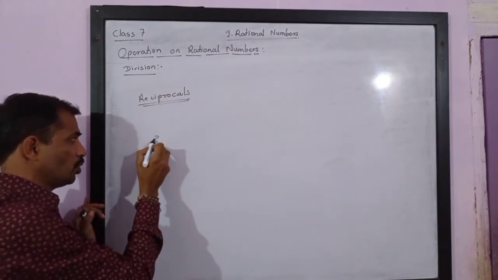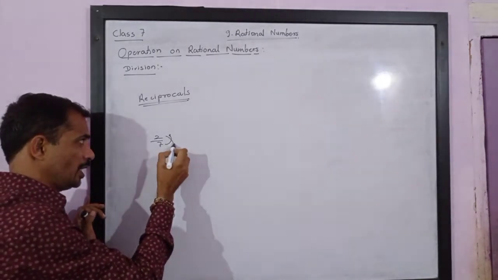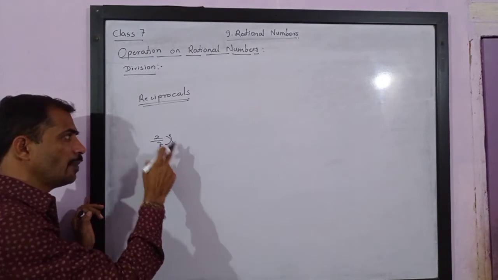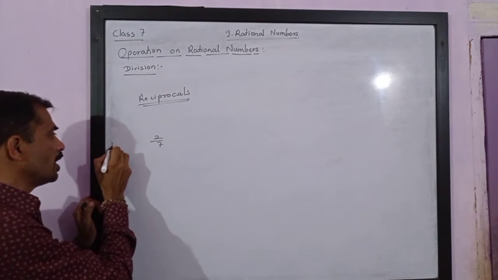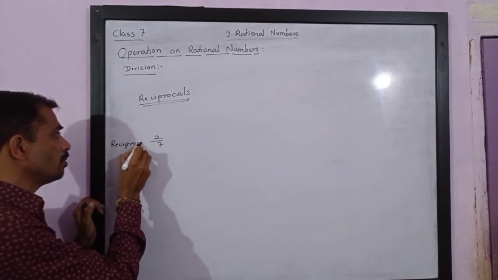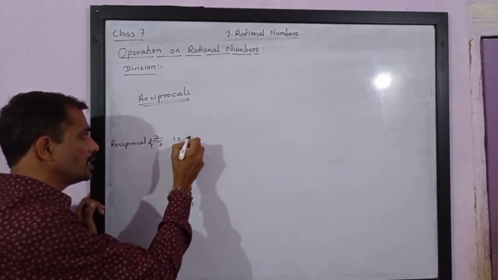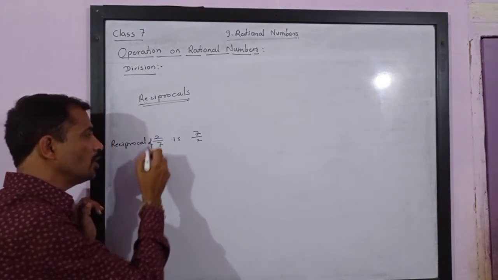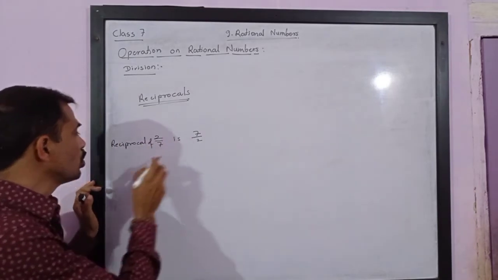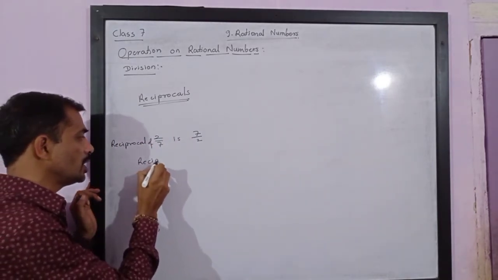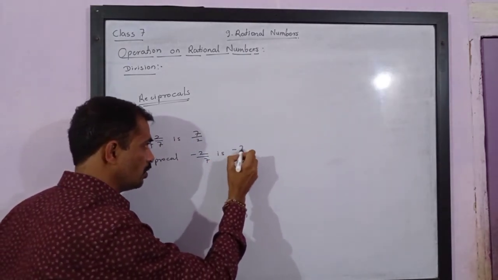If we are given a fraction 2 upon 7, and if numerator is written at the denominator and denominator is written at the numerator, we call it a reciprocal. So reciprocal of 2 upon 7 is 7 upon 2. Please note, we don't change the sign. We keep the sign as it is. So reciprocal of negative 2 upon 7 is negative 7 upon 2.